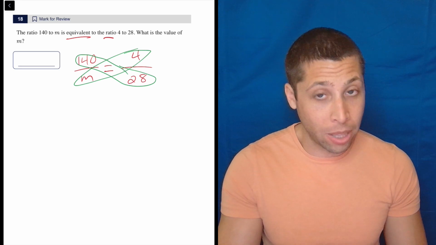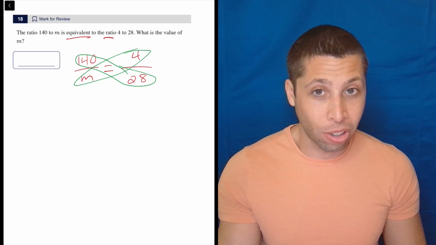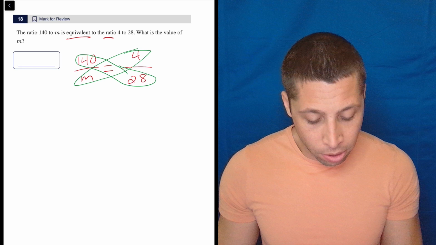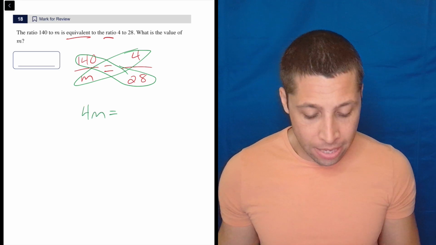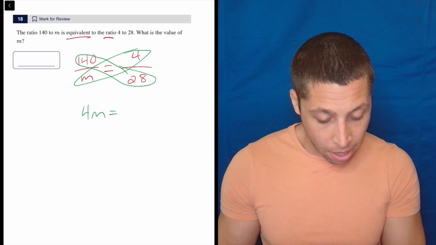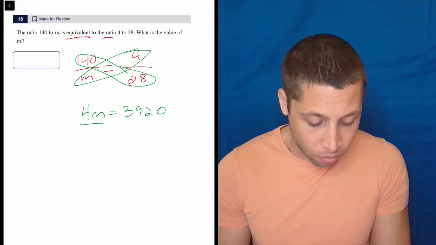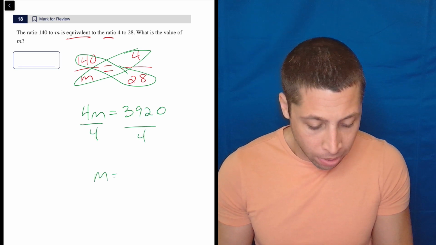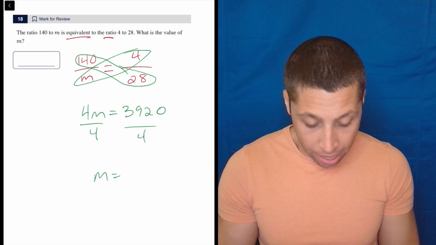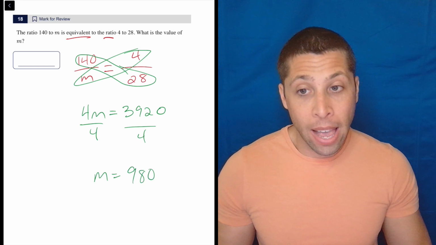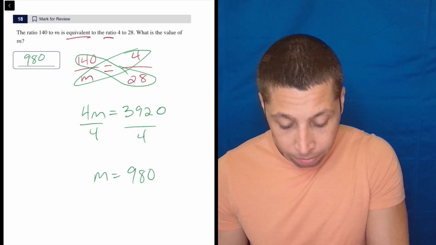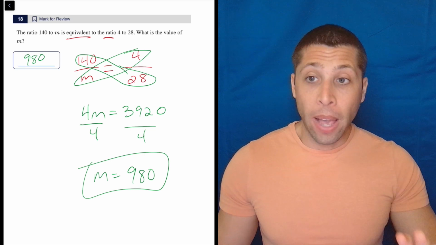If it's a times between them, no. Multiplying fractions doesn't work this way. This is only because they're equal to each other. So 4m, that's easy, and then 140 times 28, go to the calculator, is 3920. Divide by 4 to get m alone, and divide by 4, and I get 980, and that is the answer. Done. So very simple. And this is number 18.